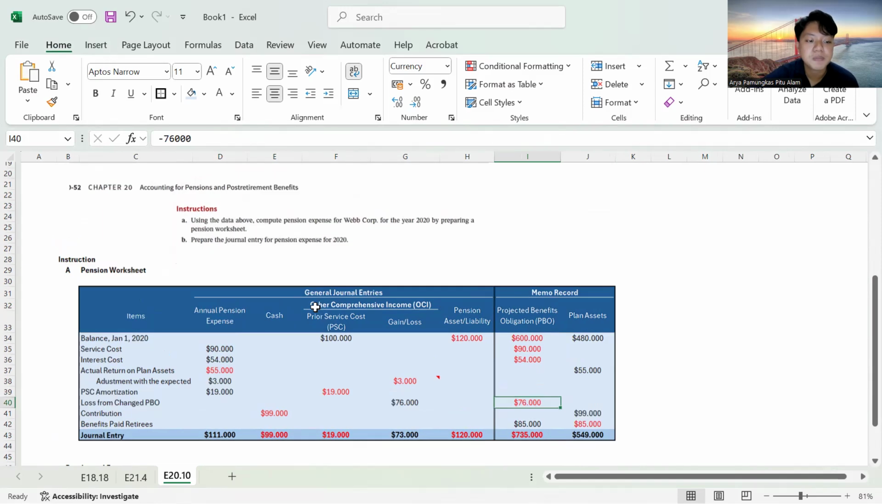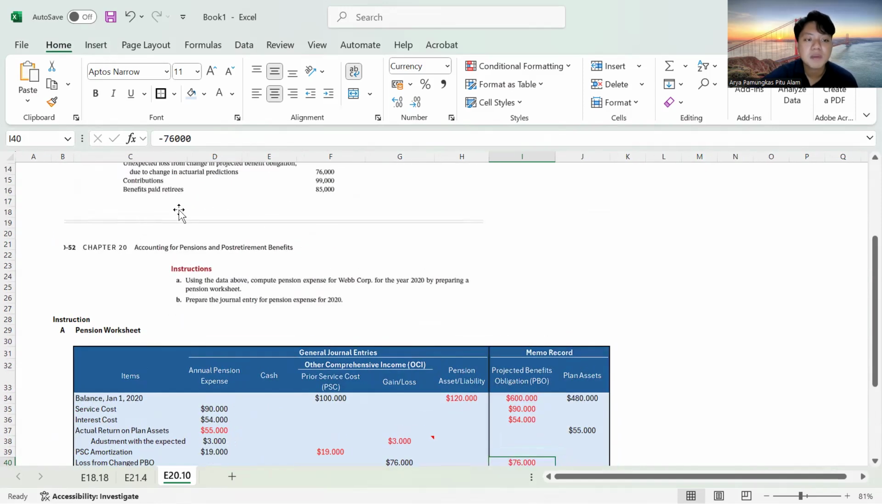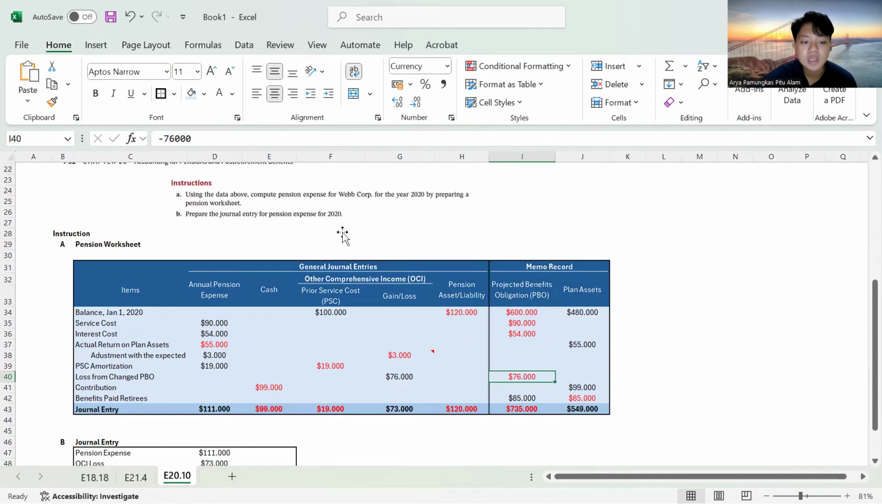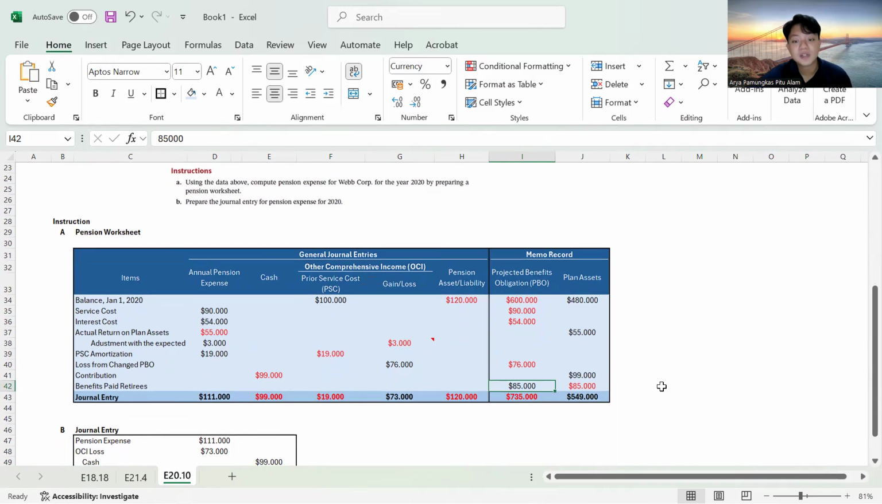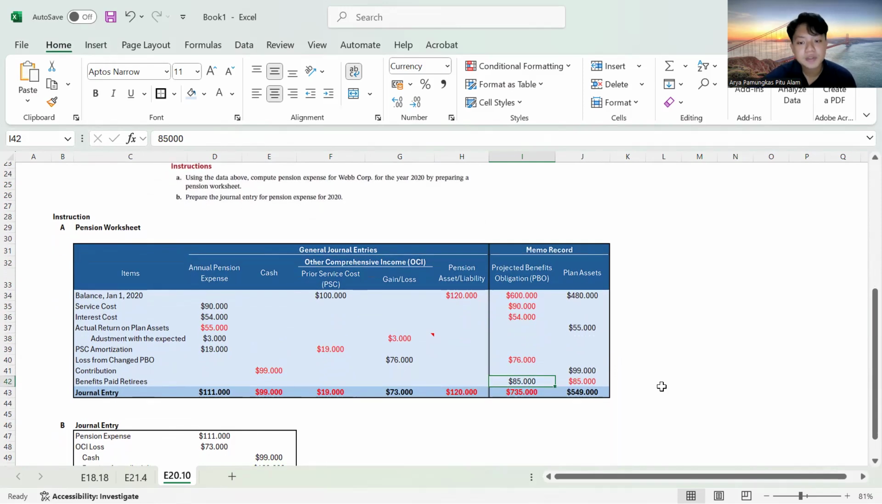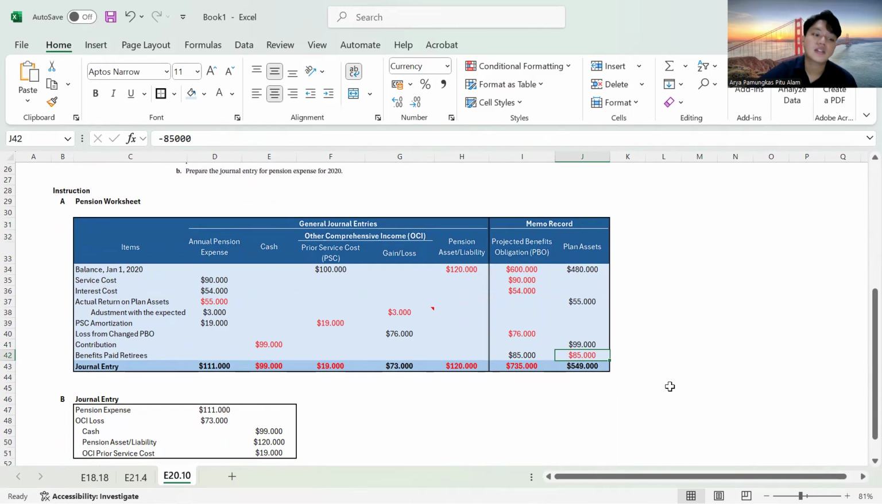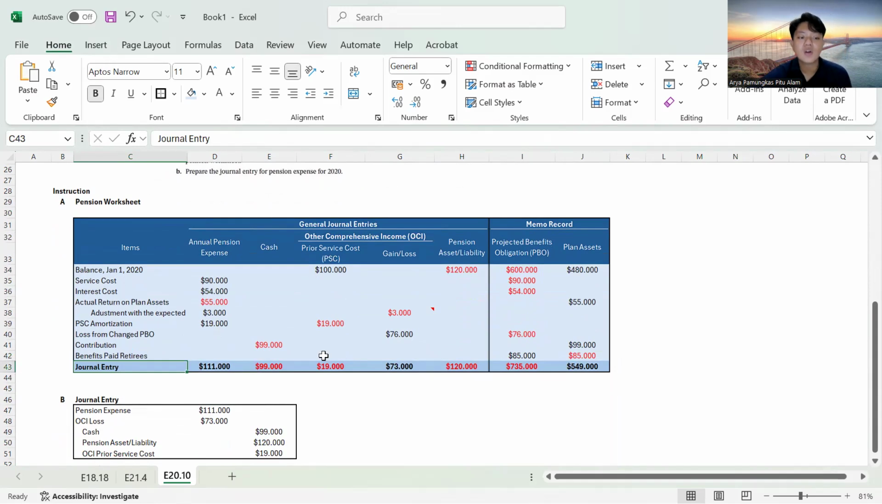And the last is benefits paid to retirees. It's going to be on the projected benefit obligation, the PBO, a minus of $85,000, and it's also going to be a minus for the plan assets, $85,000. And here is the balance at the end, which is also going to be the journal entries.